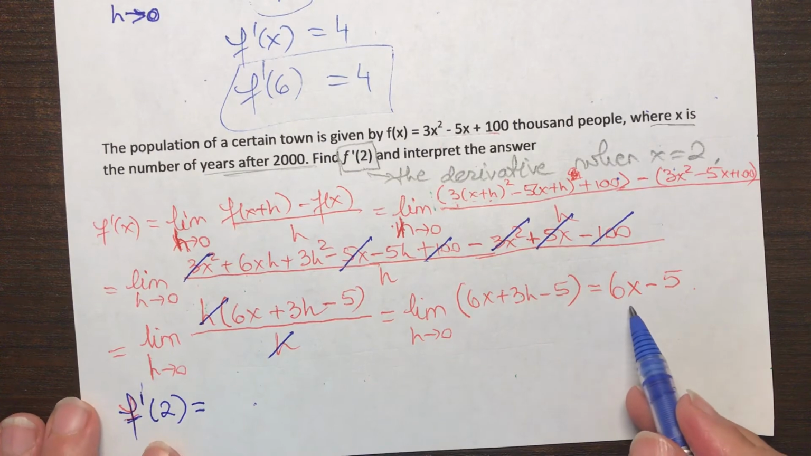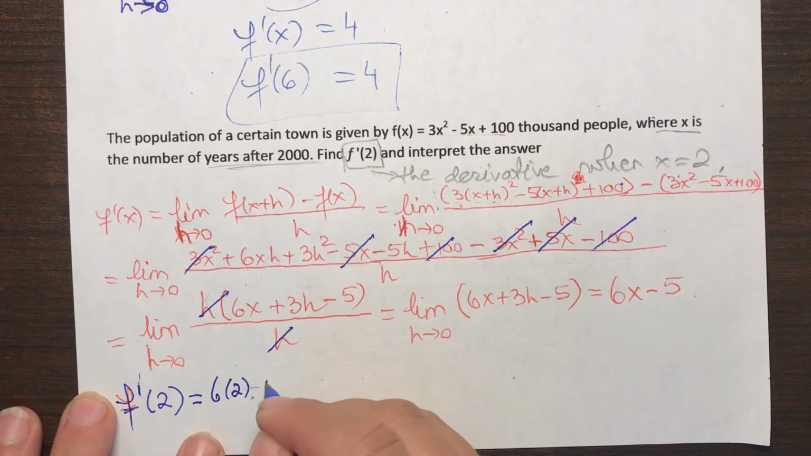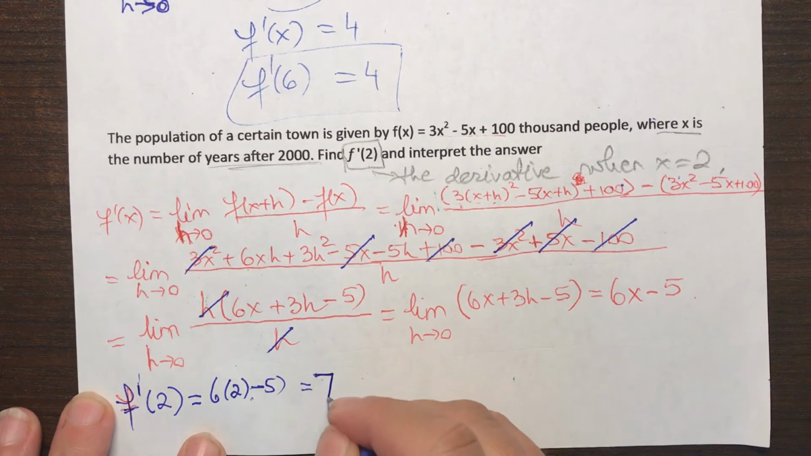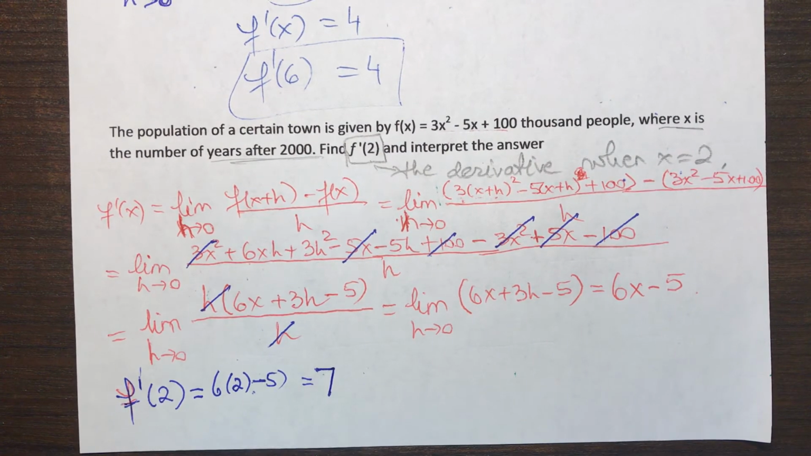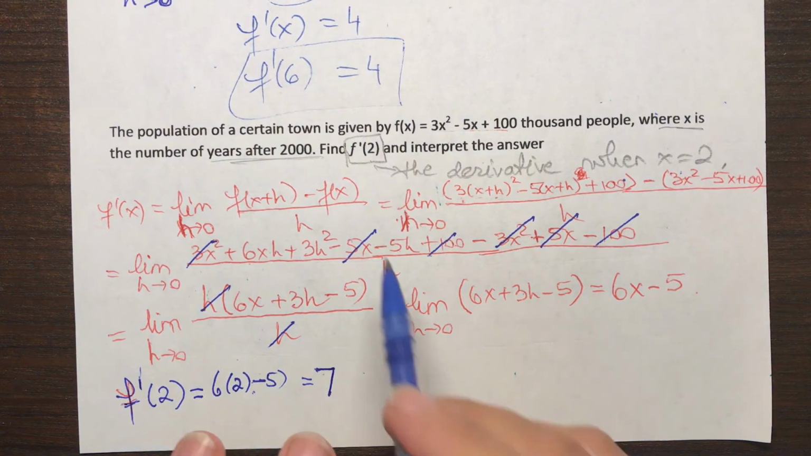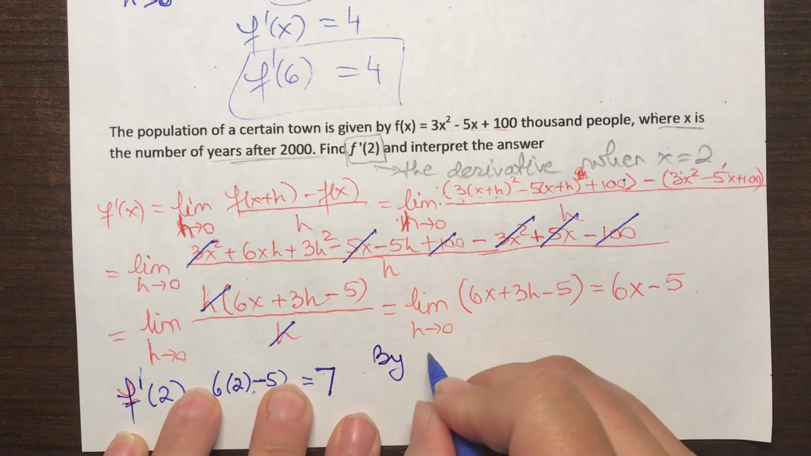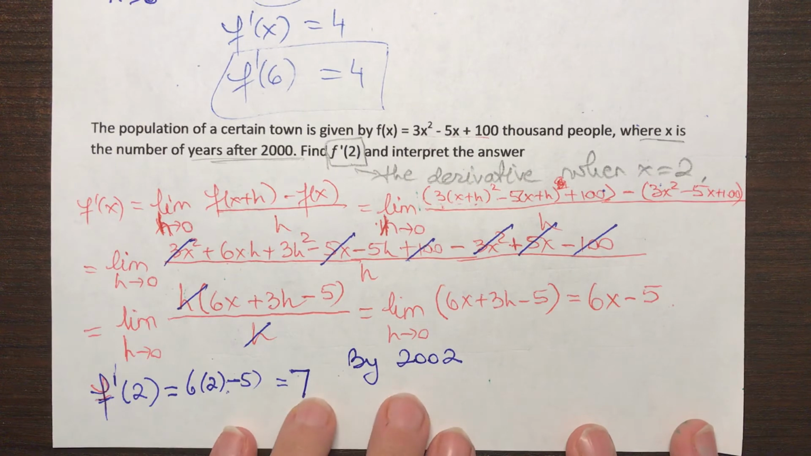So when I plug in a 2 in here, 6 times 2 minus 5, that's going to be a 7. Yes? Okay. So the derivative when x is 2 is 7. What does that mean? Well, first of all, when x is 2, we are in year 2002. So let's write that down. So by 2002, or in 2002, what's going to happen?